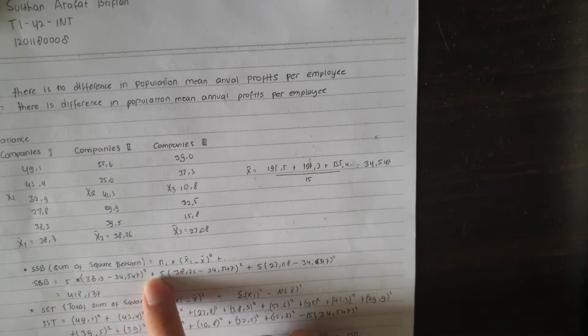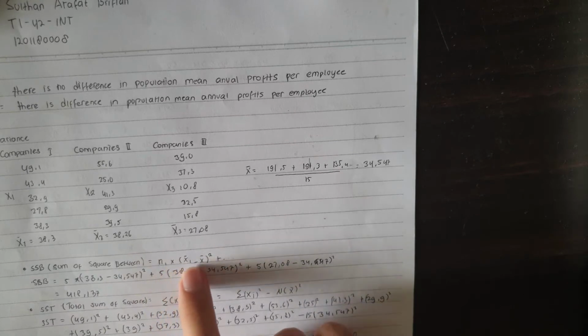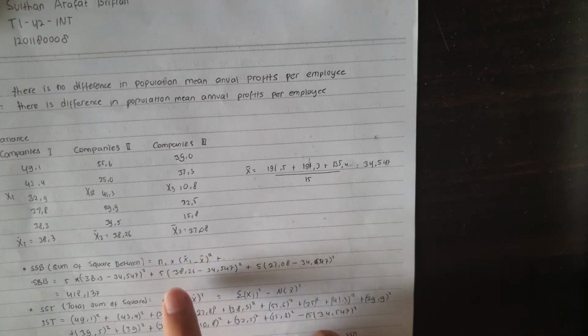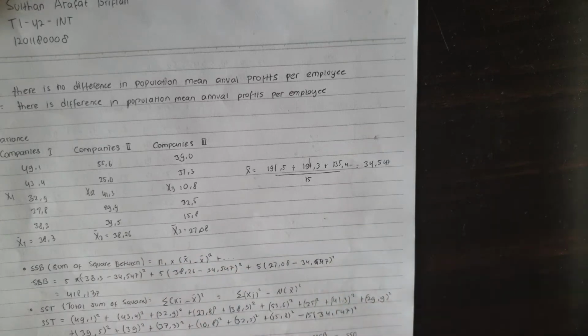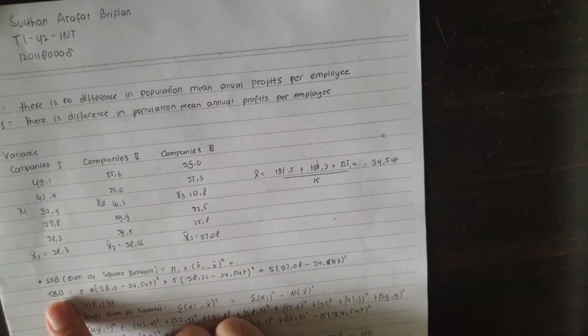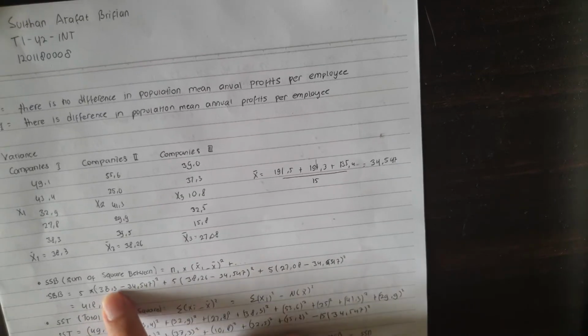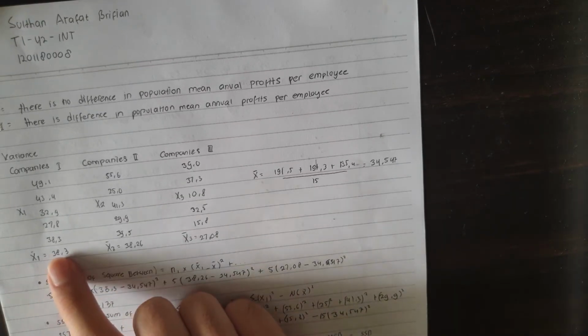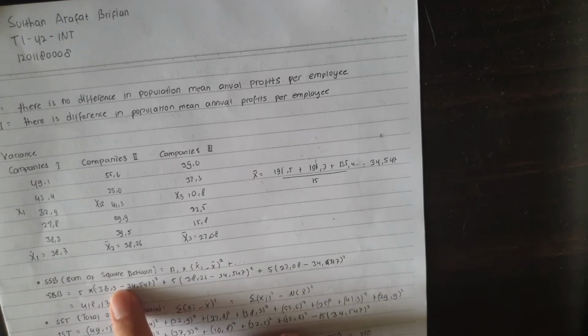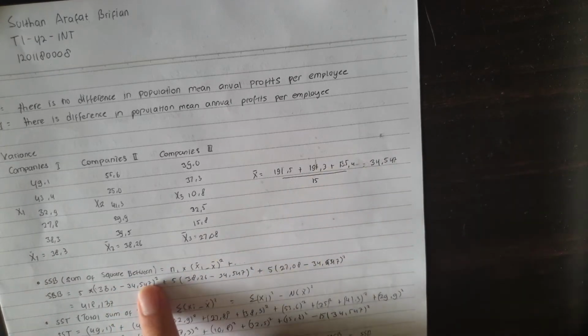After that we have to count the SSB, or sum of squares between. The formula is n1 times (x1 bar minus x bar) squared. We input the numbers into the formula: 5 times 38.3, we get this 38.3 from x1 bar, and then we subtract x bar, and after that we found the result 418.137.